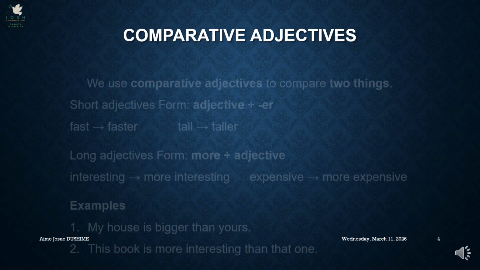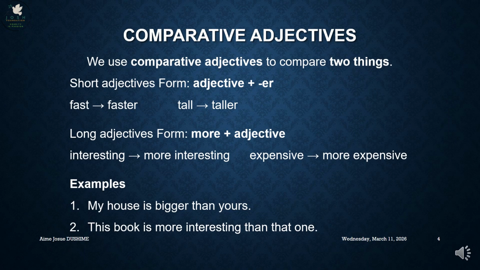We get into comparative adjectives now. What do we have here? We use comparative adjectives to compare two things. When we have two things, that's when we use a comparative adjective. And in that case, we have what we call the short adjective form.